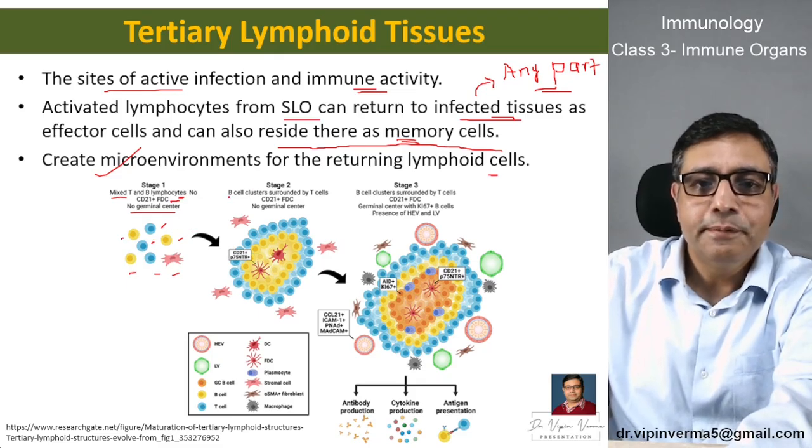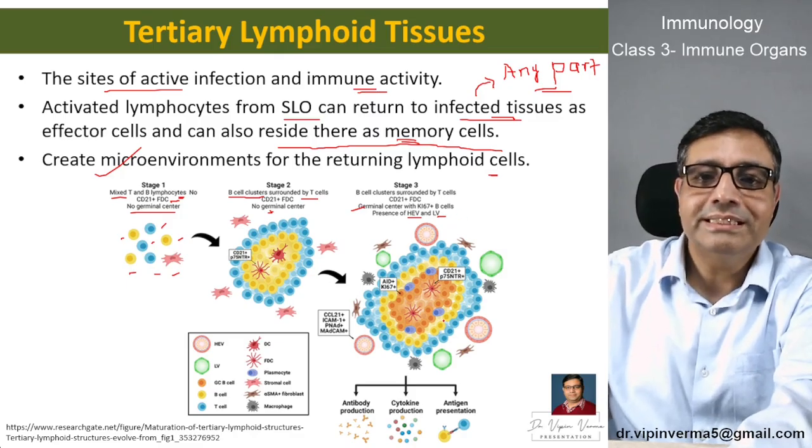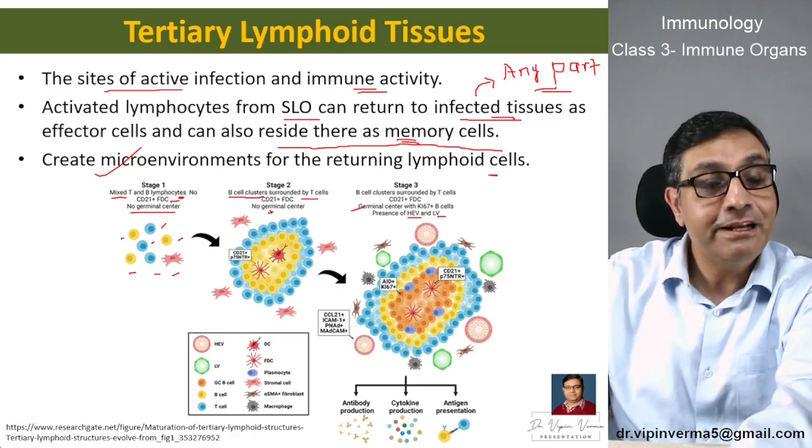In the second stage, B cells cluster and are surrounded by T cells, and they have follicular dendritic cells, but there are no germinal centers. But in the third stage, the B cell cluster is surrounded by T cells, we have the germinal centers, and then we have the presence of the HEV and LEV. So that means we have established a secondary lymphoid tissue kind of structure at the infectious site.